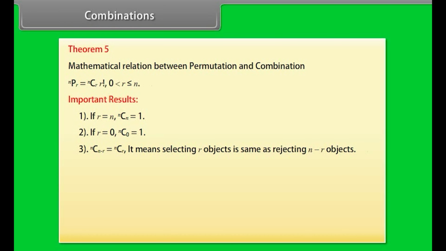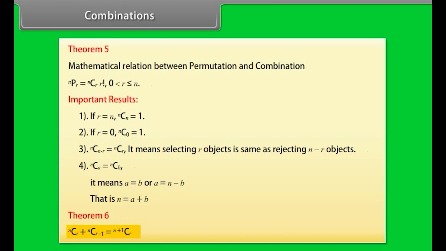3. nCn minus r is equal to nCr. It means selecting r objects is the same as rejecting n minus r objects. 4. nCa is equal to nCb. It means a is equal to b or a is equal to n minus b, that is, n is equal to a plus b. Theorem 6: nCr plus nCr minus 1 is equal to n plus 1 Cr.